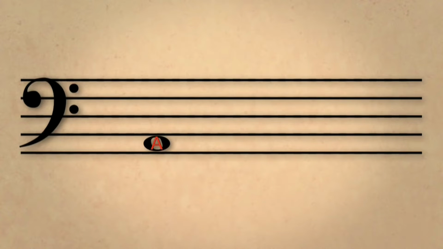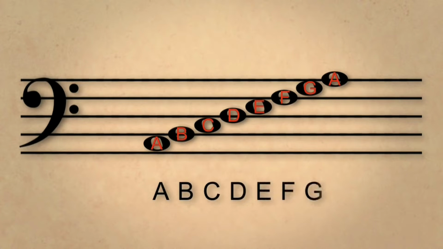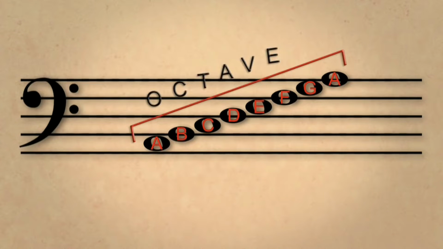As we ascend from that space to the 2nd line, and then to the 2nd space and upwards, we once again spell out the 7 letters of the alphabet, A, B, C, D, E, F, G, with the top line repeating the pattern with an A. Once again, the low A to the upper A is 8 steps, or an octave.